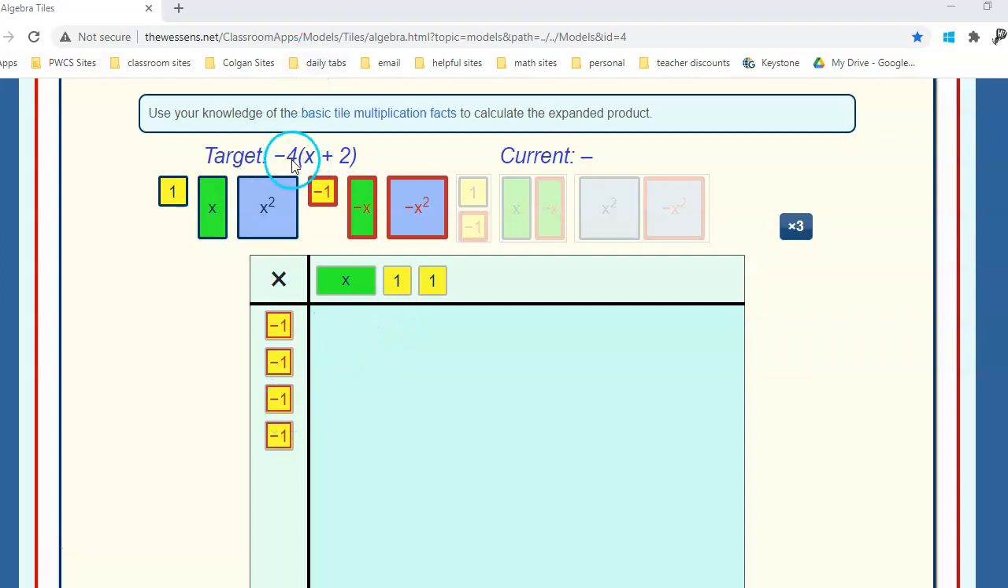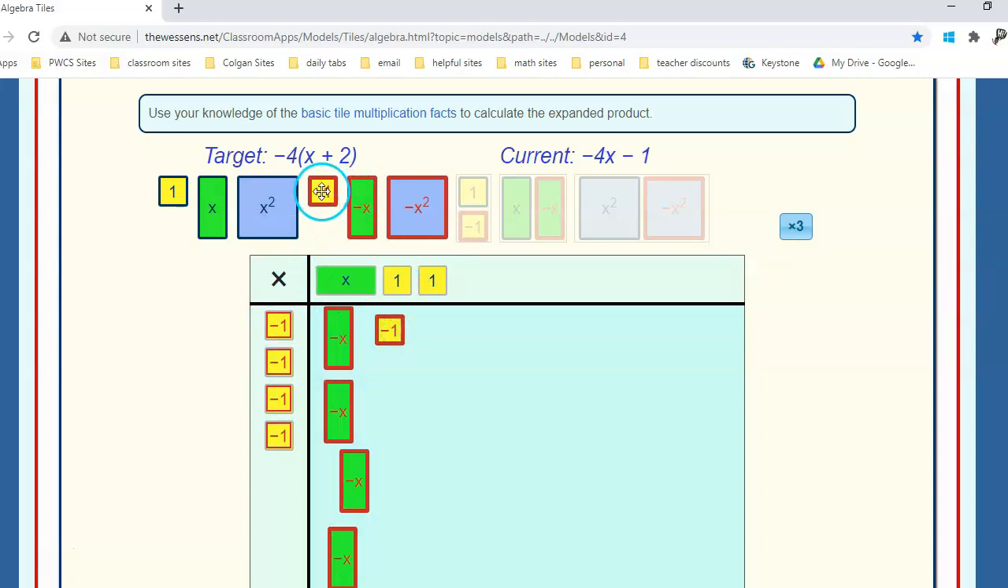So first, I have negative 4 times x plus 2, and I want to multiply them together. So I'm going to multiply each of these tiles by each of these tiles. So negative 1 times x would be negative x. Oops, I forgot. I had the negative, or the times 3 on. That would be the same thing again. Negative 1 times x, negative 1 times x, negative 1 times x. Then I have negative 1 times 1. Well, that's negative 1. That's going to be the same thing here. And I can keep dragging and dropping.